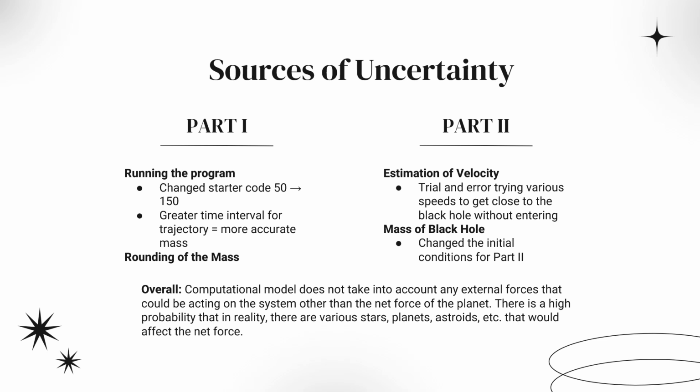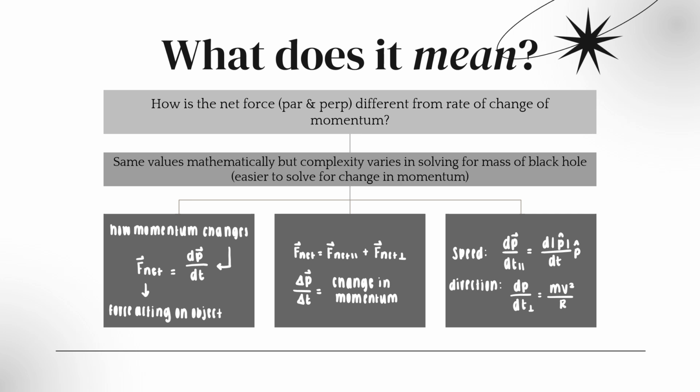So what does this mean, and how are the net force's parallel and perpendicular components different from the rate of change in momentum's parallel and perpendicular components? The net force is equal to the change in momentum over time, so we know that the net force describes the force acting on the system, and dp over dt describes how momentum is changing. The parallel components of the net force and momentum change are actually equal, as are the perpendicular components, due to Newton's second law mathematically.